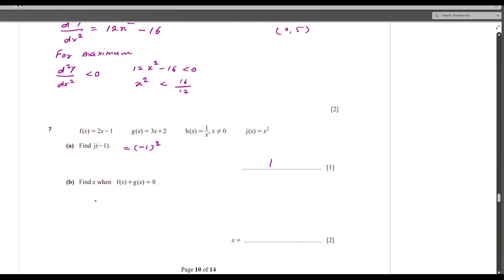1. Next question is fx plus gx. Your fx is 2x minus 1 plus your gx is 3x plus 2. Now if you add 3x plus 2x is what? 5x, and minus 1 plus 2 is what? 1. So 5x plus 1, this is equal to 0. So 5x plus 1 equal to 0 gives you 5x equal to minus 1, and x is equal to minus 1 divided by 5. Okay, you can also say that minus 0.2.